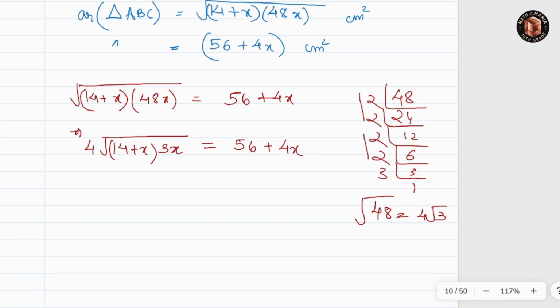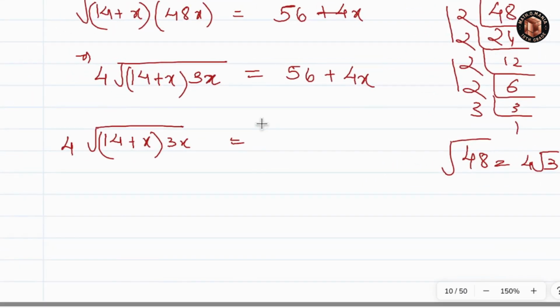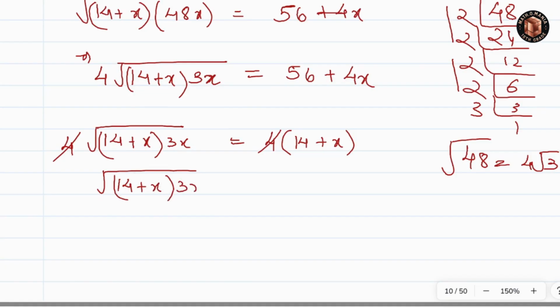In the next step, what I will do, I will square these terms. Now on squaring, here one more, 4 into root of 14 plus x into 3x equal to this 56 plus 4x, which can be written as how? I can take the 4 commonly outside and write 14 plus x. So here this 4 and this 4 I can cancel, which is equal to 14 plus x into 3x equal to 14 plus x, right?